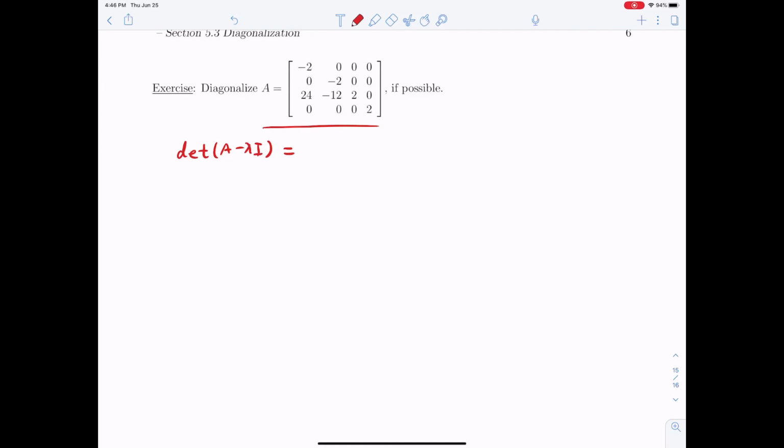But this equals (negative 2 minus lambda) squared times (2 minus lambda) squared, because we have a lower triangular matrix. So if you let this equal 0, then we get lambda is either 2 or negative 2. For both cases, the algebraic multiplicities are 2. So we hope to find 2 eigenvectors corresponding to each eigenvalue respectively.